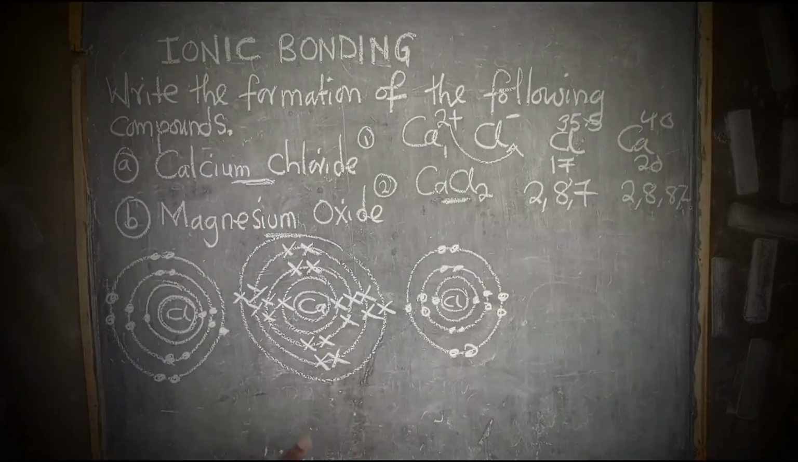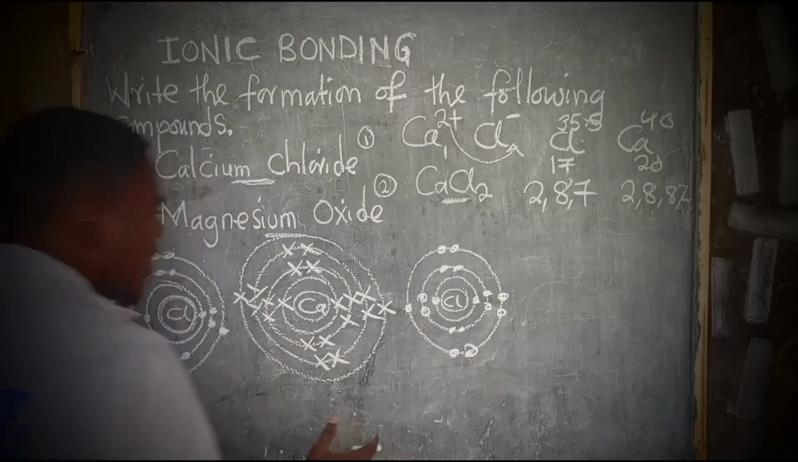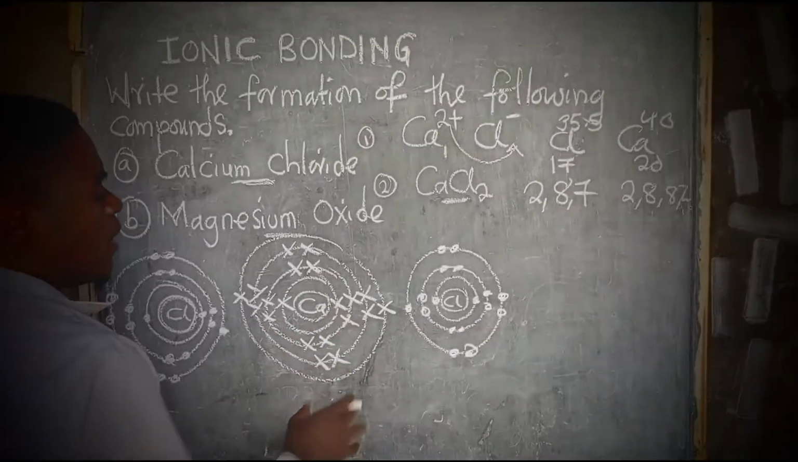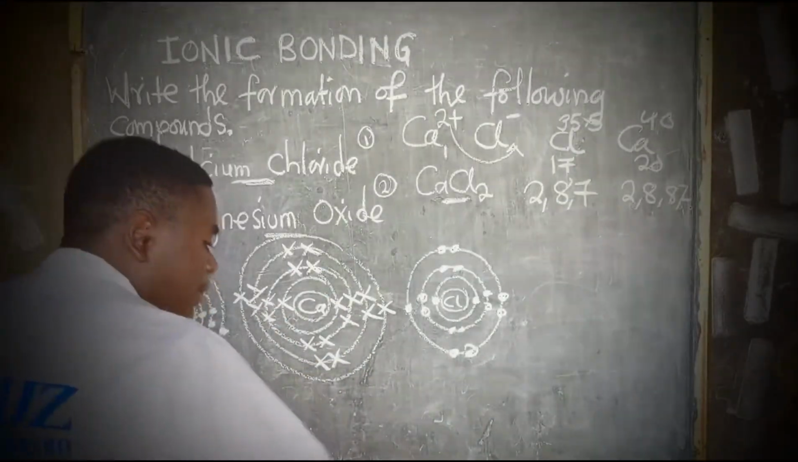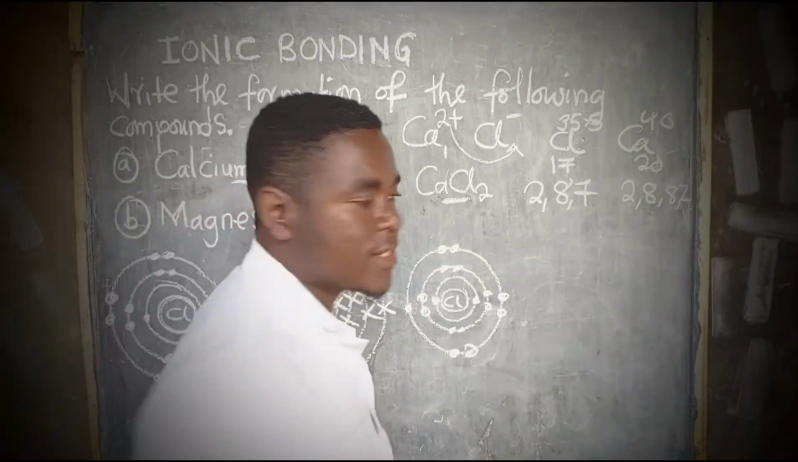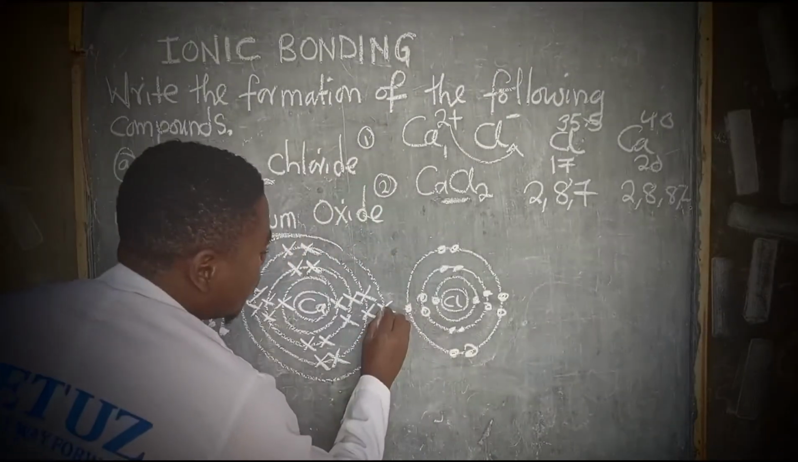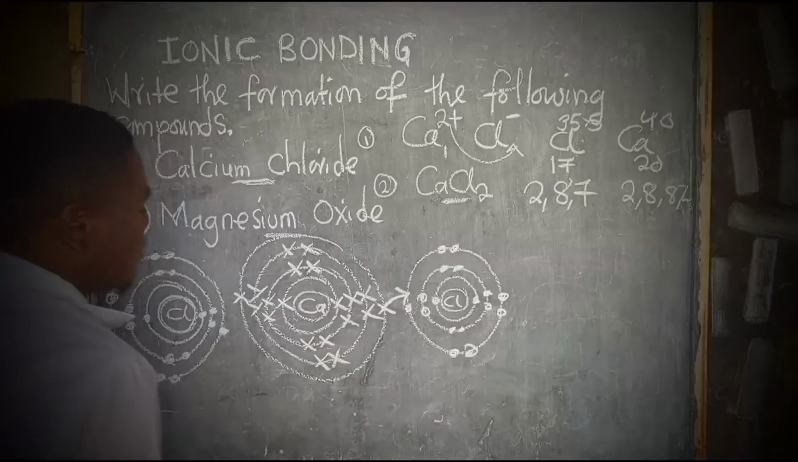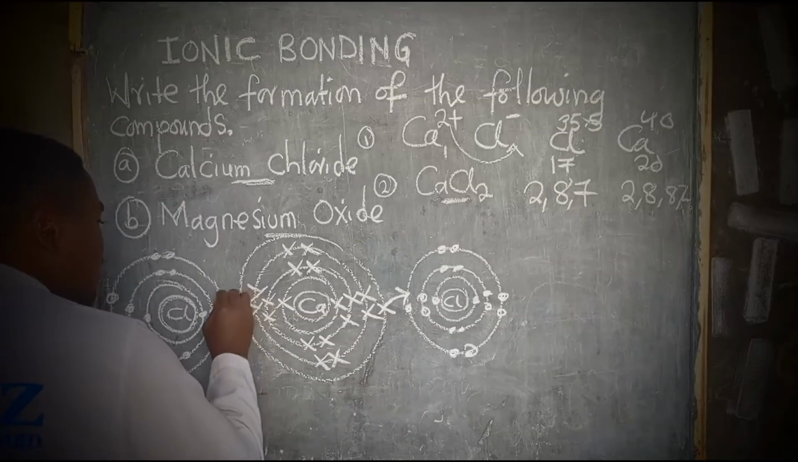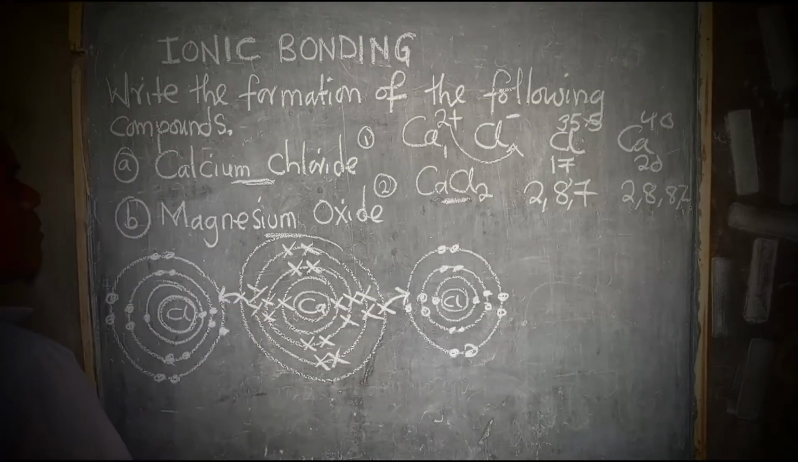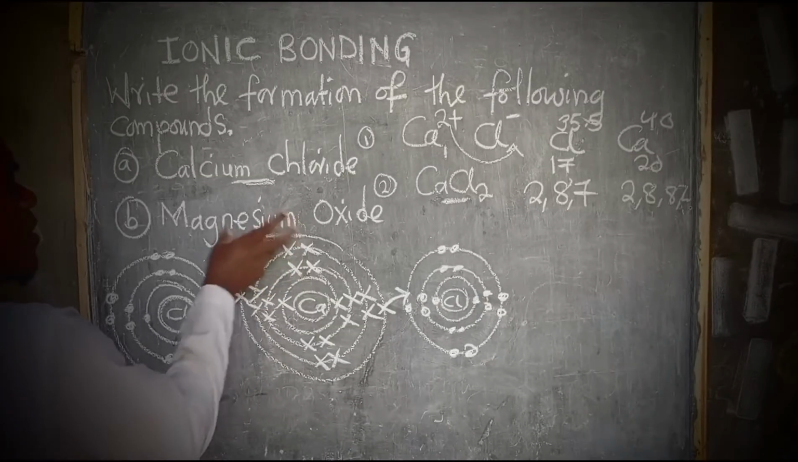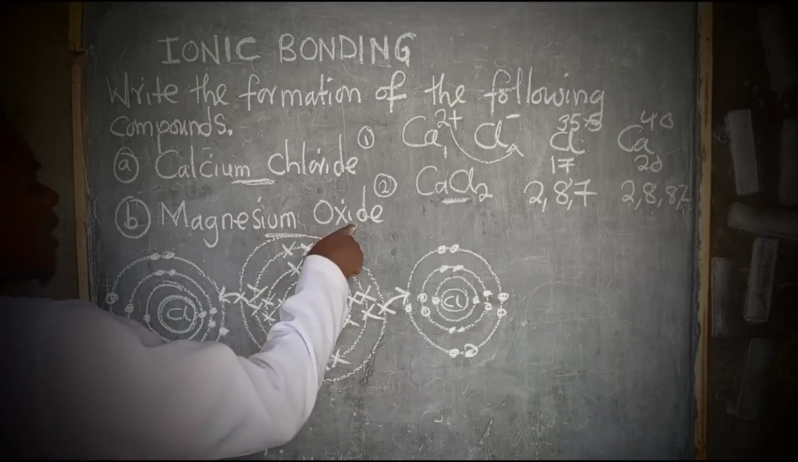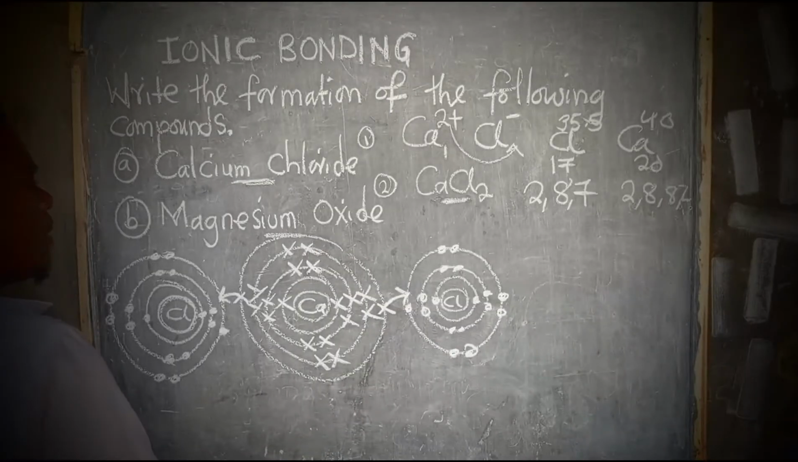So when I was starting, I said that what happens is that chlorine or non-metals are gaining while metals are losing electrons. So this one goes there so that it becomes stable. Even this one goes there so that this one becomes stable. This is a question that I've given you: magnesium oxide. I want you to show what I'm doing here.